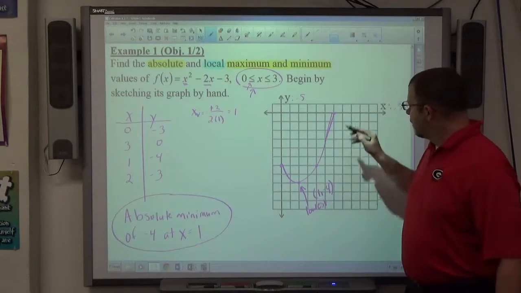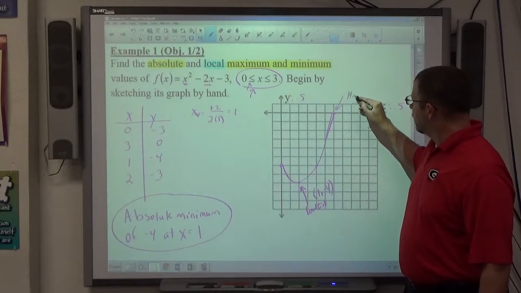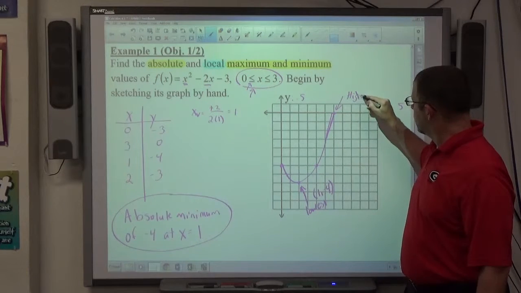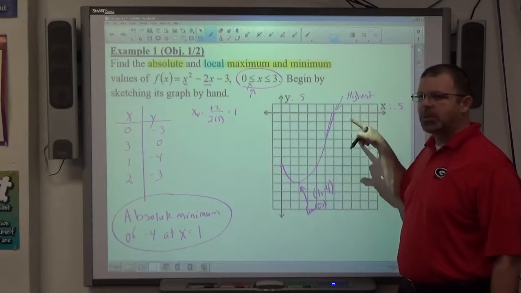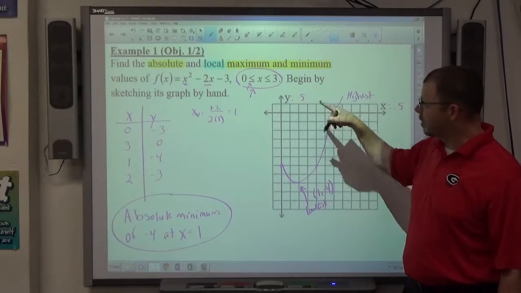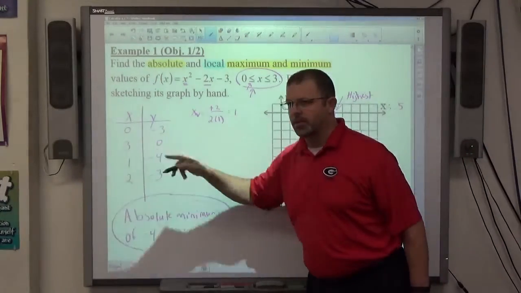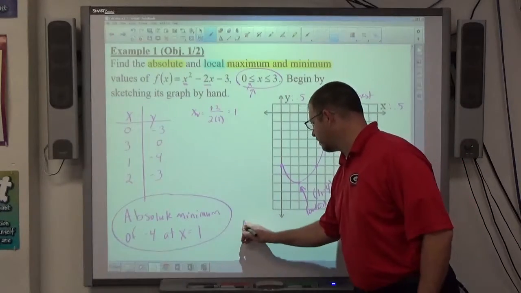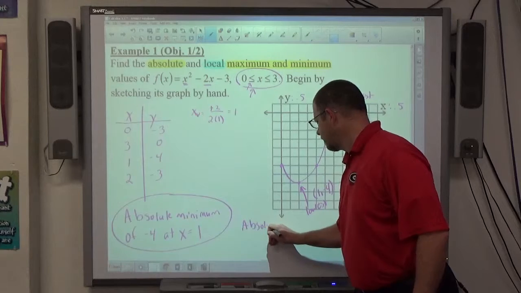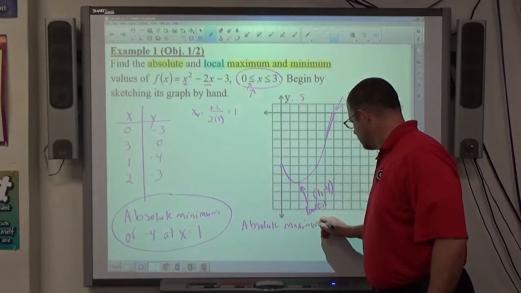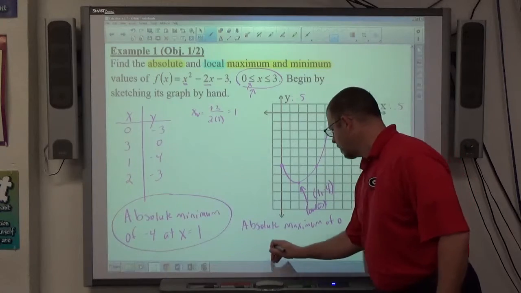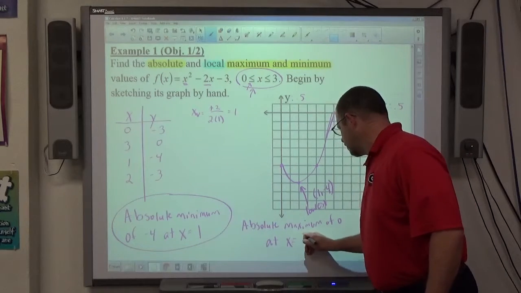Looking also at the graph, this is the highest point on the graph. The highest point occurs right there. That's the absolute maximum value of 0, which occurs when x equals 3. So, absolute maximum of 0 at x equals 3.